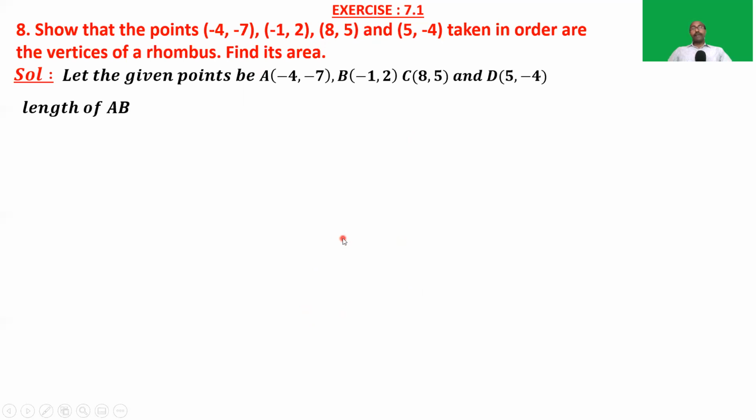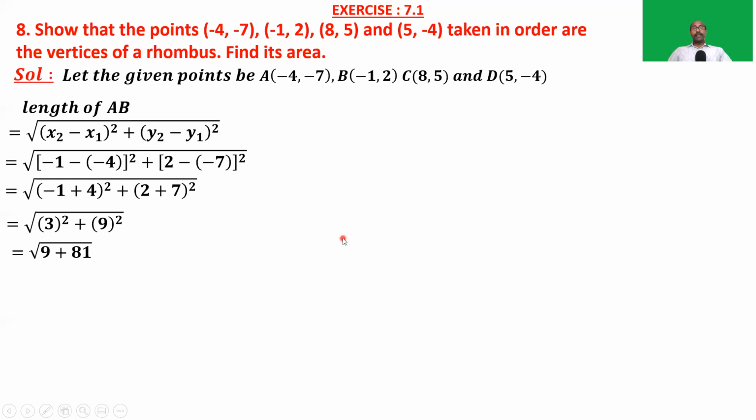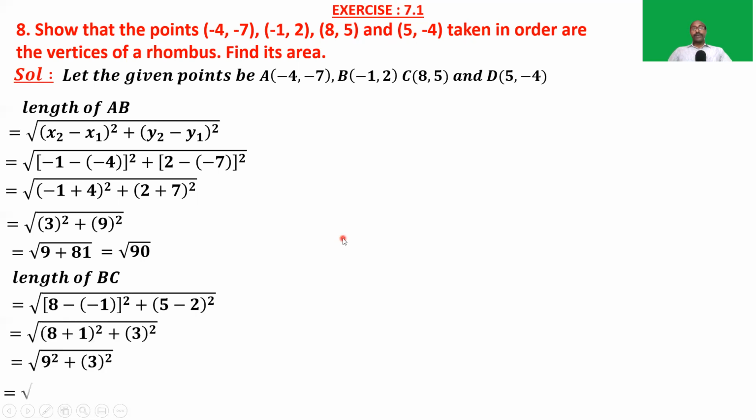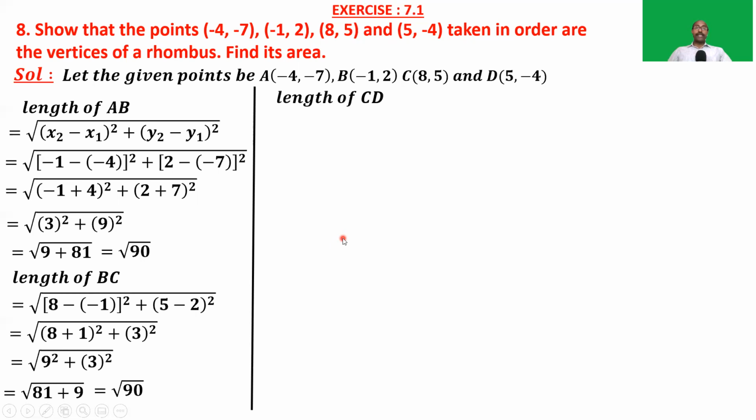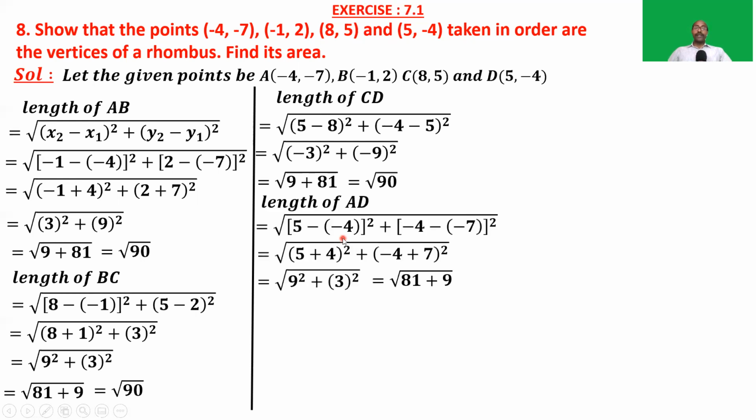So first, length of AB is root 90 units, and length of BC is also root 90 units. Length of CD is also equal to root 90 units, and length of AD is also root 90 units. So all sides of the given figure are equal.